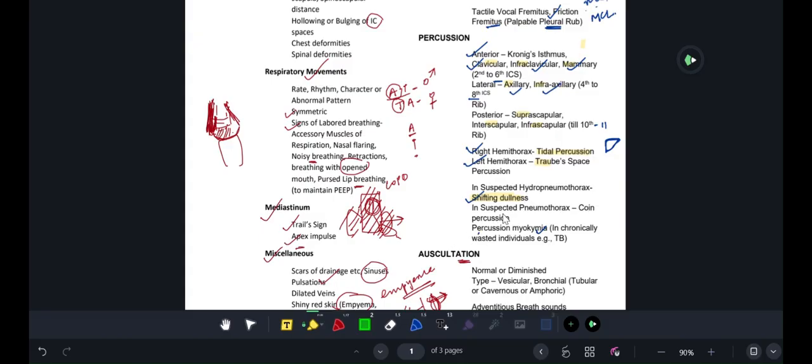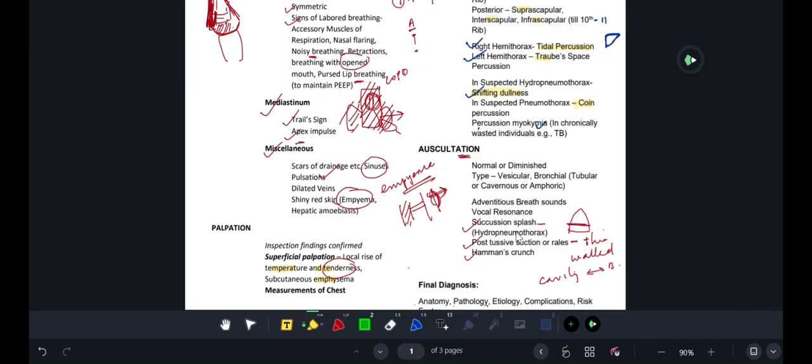Then in suspected pneumothorax, we had to do coin percussion and listen to the sounds, auscultate, and hear the sound. Then percussion myoedema was seen in chronically wasted individuals. Then auscultation, again, we had to look for the normal sound or if it was diminished, the types of sounds, which were vesicular, bronchial, cavernous, or amphoric. Then the adventitious breath sounds, which were associated with it, like rales and rhonchi.